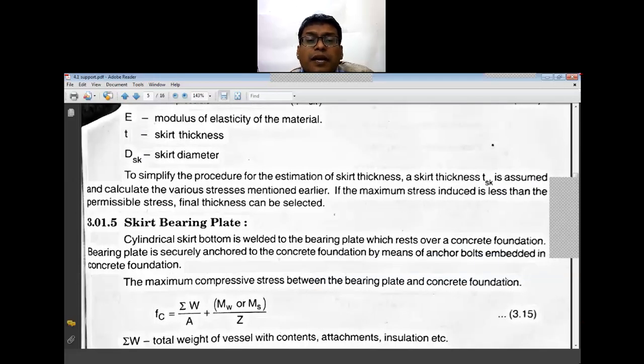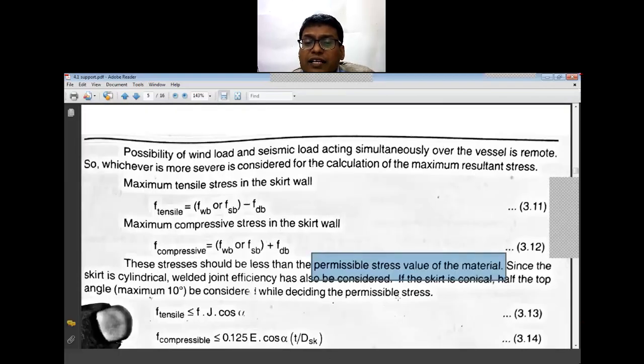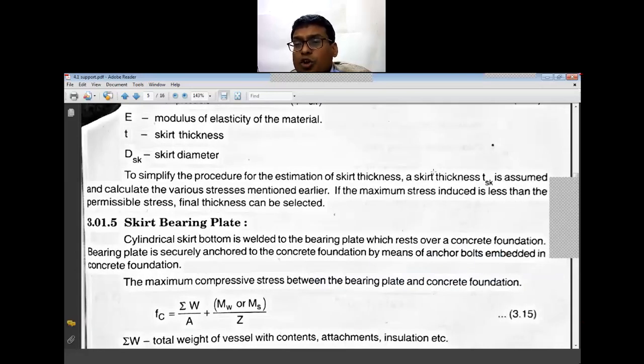The next is the bearing plate. So this is how the thickness is assumed, and it can be verified whether the assumed thickness is suitable or not. The skirt thickness is assumed, and the various stresses mentioned earlier, that is the tensile stresses and the compressive stresses, are calculated. If the maximum stresses induced are less than the permissible stresses, then the final thickness can be selected. So the selection of the skirt thickness is easy in this process.